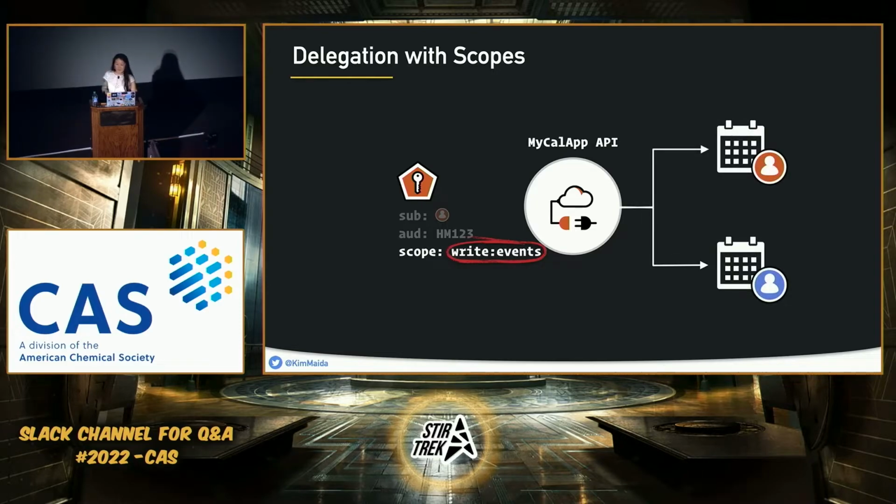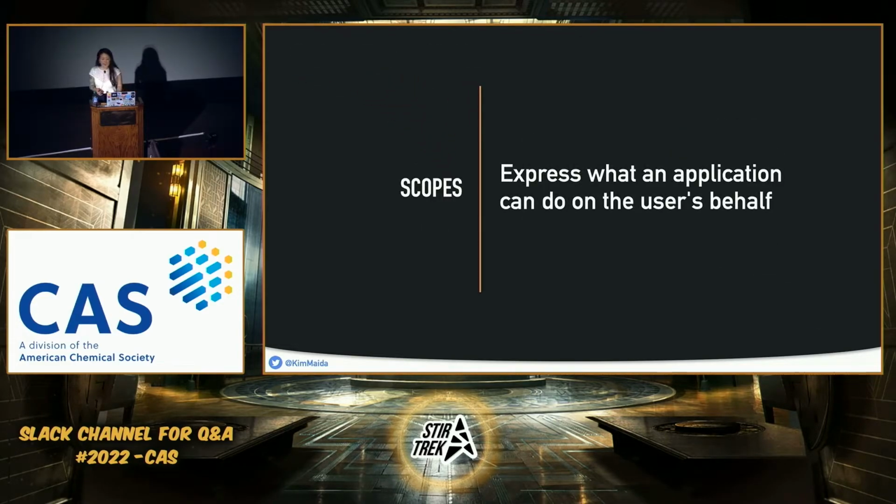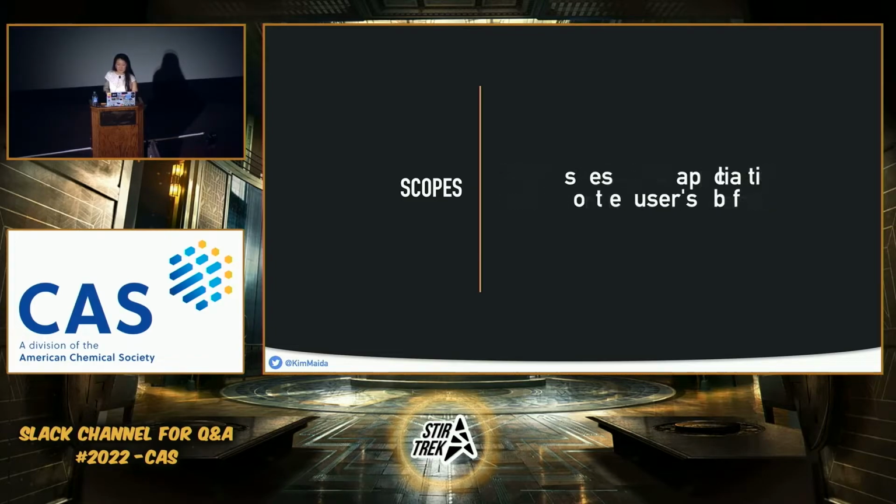But the MyCal API can access everyone's calendars. It can access hundreds of thousands, maybe even millions of different users. So in addition to looking at the token scope, the resource API is responsible for using something like the subject identifier in order to only allow the user to exercise their own capabilities and not interfere with other users' calendars. So in the context of delegated authorization, scopes express what an application can do on the user's behalf. They are a subset of the user's capabilities.